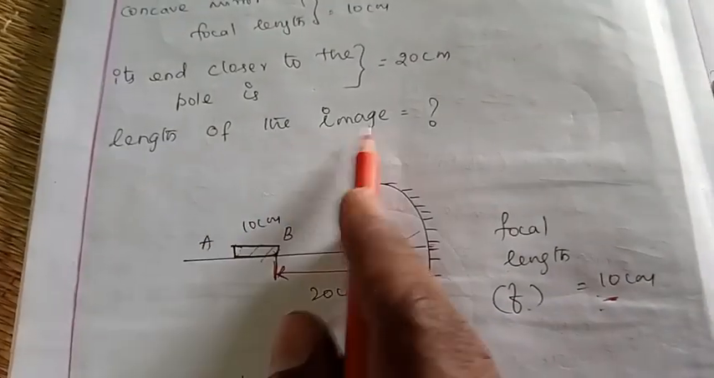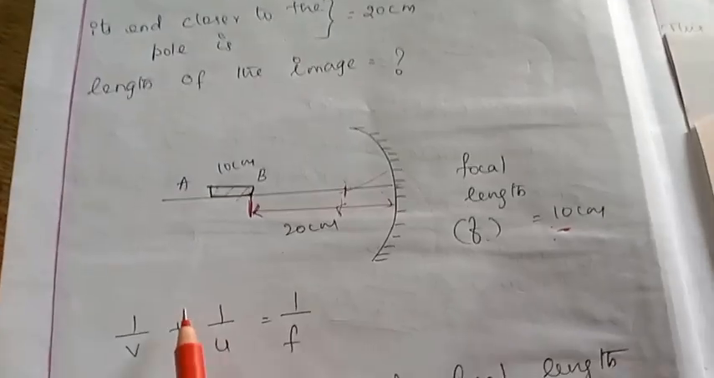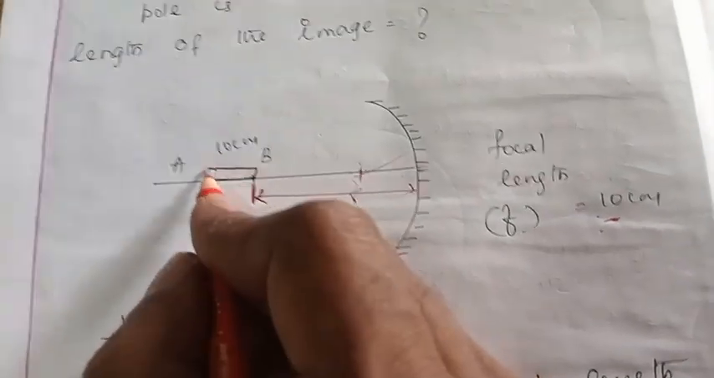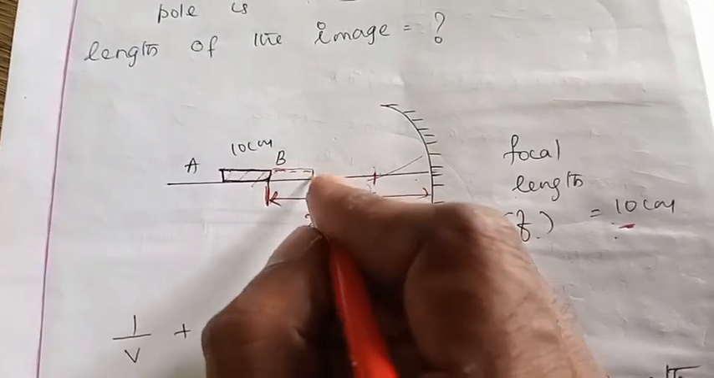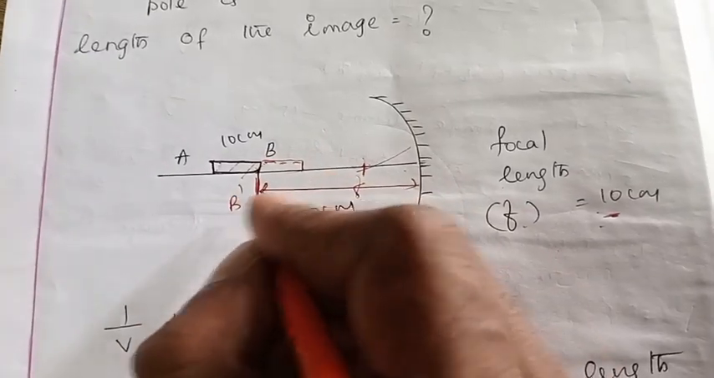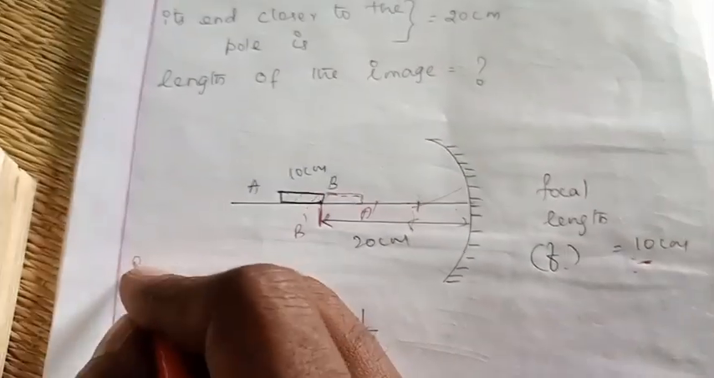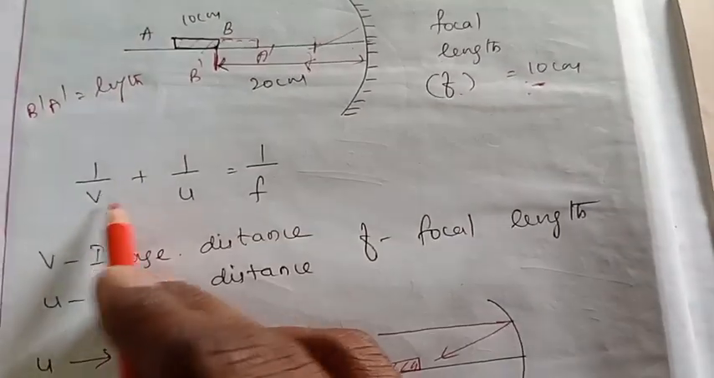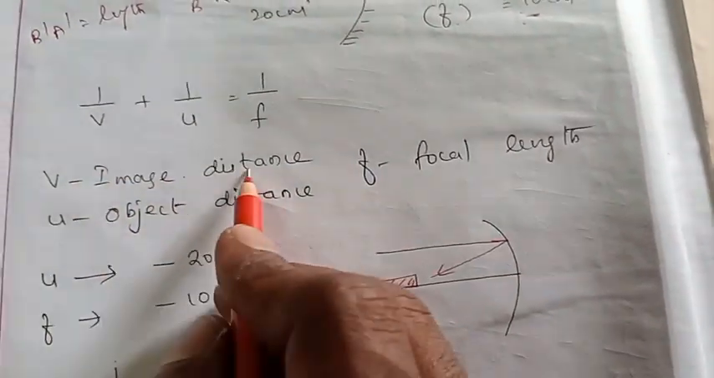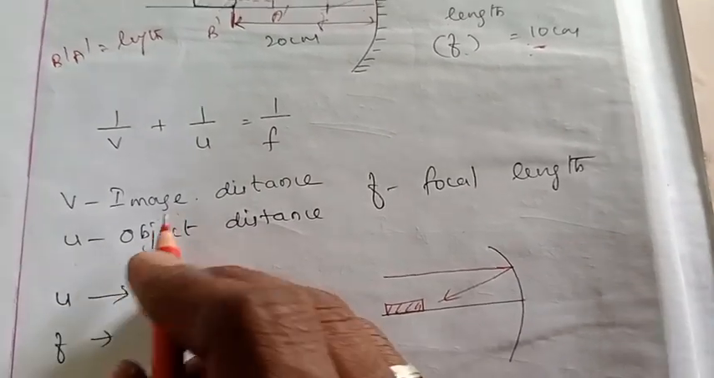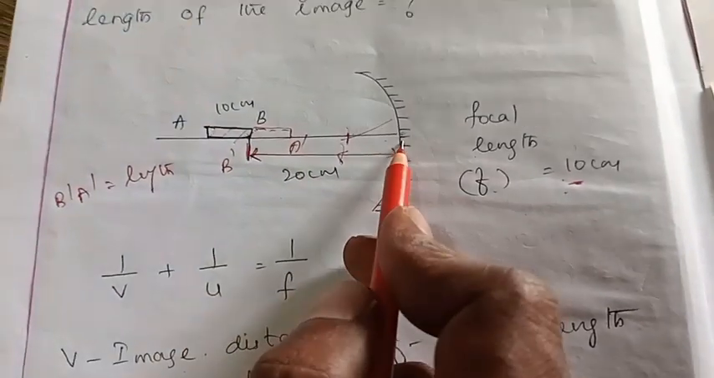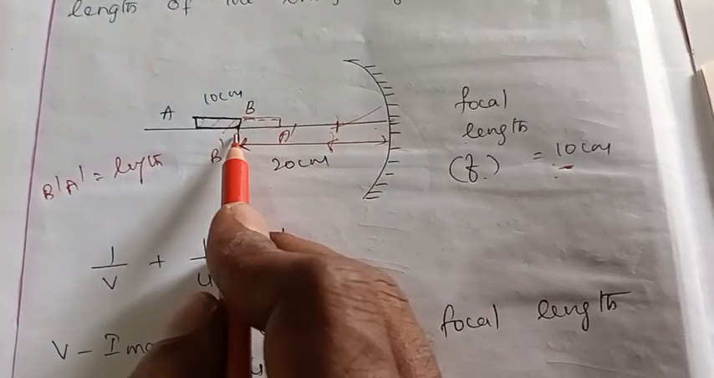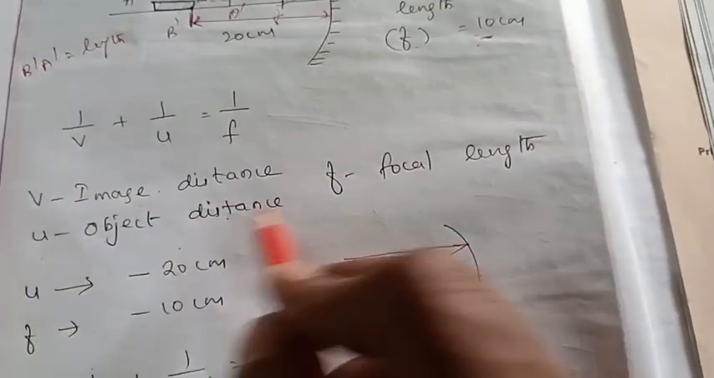What they are asking is the image length. This is the original rod AB, and the image may fall this way. If B dash and A dash are the image ends, then B dash A dash is the image length, and we have to measure that length. The formula is 1 by v plus 1 by u equal to 1 by f. v is the image distance, u is the object distance. Object distance means the distance between the mirror and the object, not the length. We have to understand the distance there. v is the image distance, u is the object distance, f is the focal length.